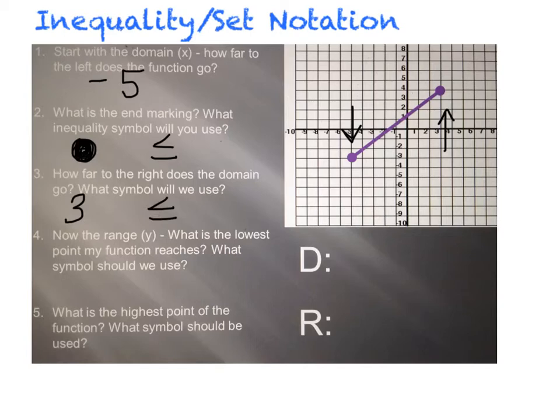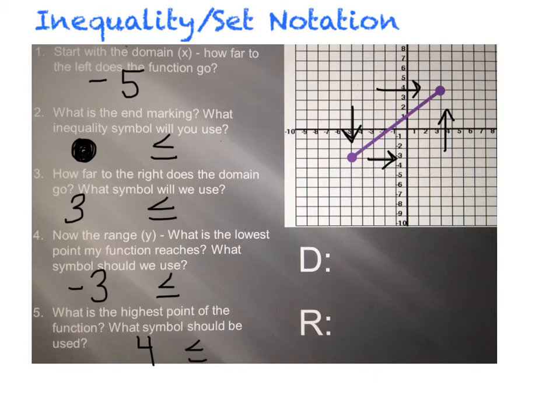Now we're going to look at the range, which I know is the y values. So first I'm going to see what is the lowest point that my function goes. And the lowest point that I'm seeing is -3. And because it is a closed circle, I am going to use the less than or equal to symbol. And finally, I want to see what the highest y value is. If I look, the highest y value is 4. And because it's a closed circle, I'm going to use a less than or equal to sign.